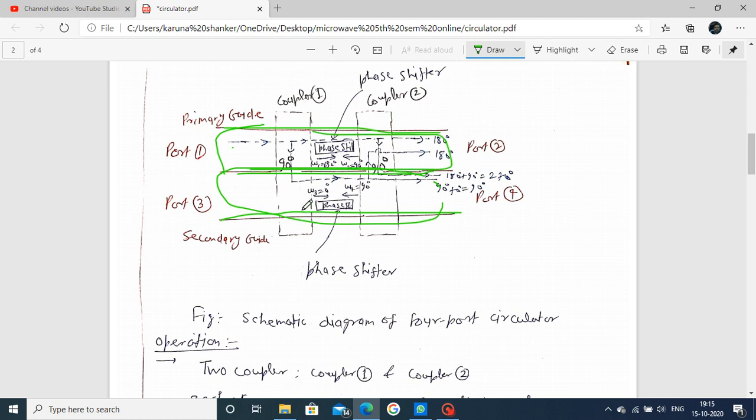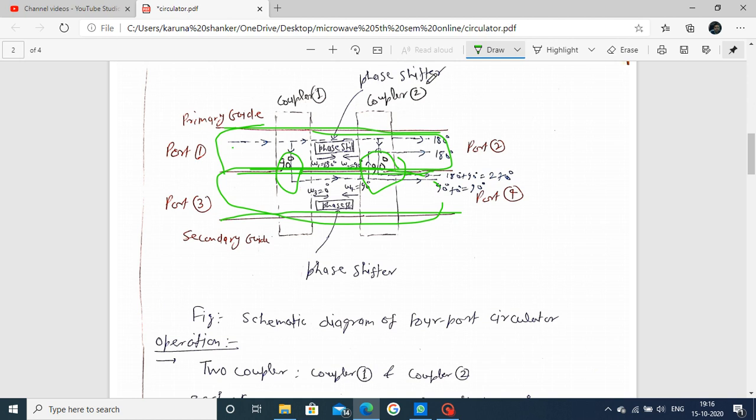Now here we create two holes, like you observe in a directional coupler, meaning two couplers. One of the couplers is this one, which couples primary to secondary, coupler 1. Next we use coupler 2 here, between the primary guide and the secondary waveguide. One coupler is this one and the second coupler is this one.